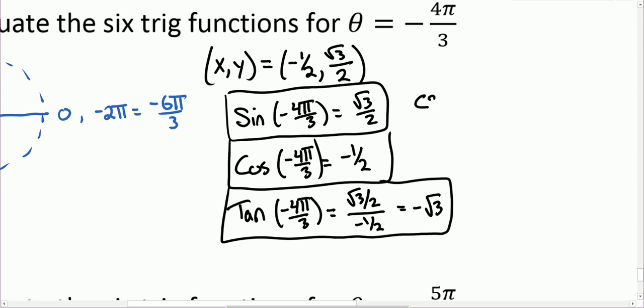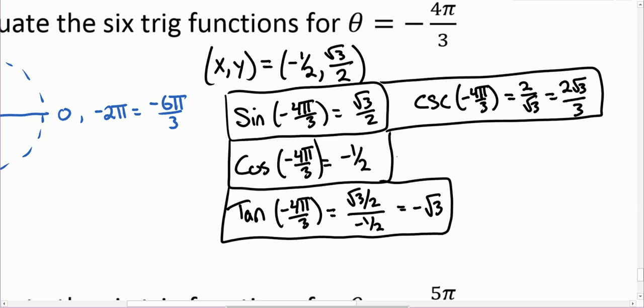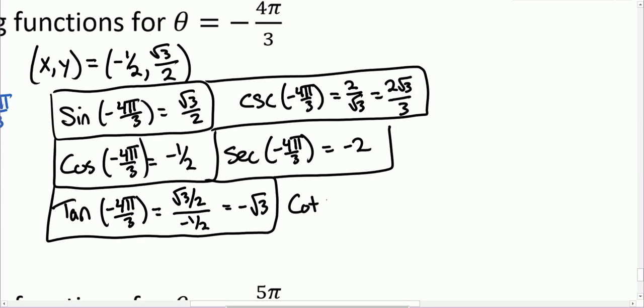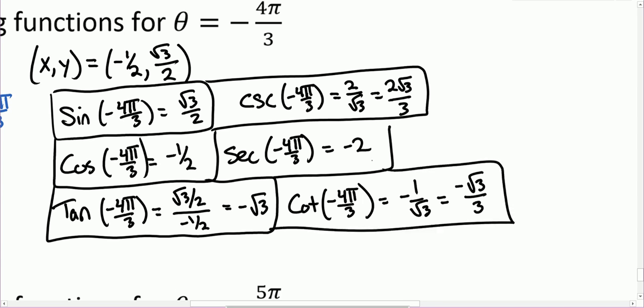The reciprocal of sine is the cosecant, and that's going to be 2 over root 3, which is 2 root 3 over 3. Reciprocal of cosine is the secant, which is negative 2. Reciprocal of tangent is the cotangent, which is negative 1 over root 3, which is negative root 3 over 3. And we have our 6 trig ratios for the radian measure of negative 4 pi over 3.